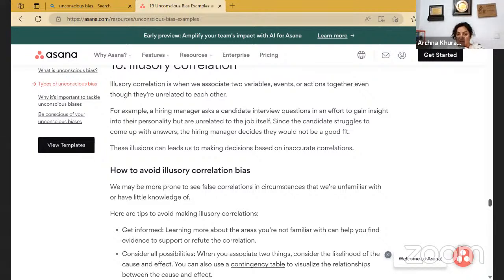So since the candidate struggles to come up with the answers, the hiring manager decides they will not be a good fit, which is basically that आपका कोई लेना देना नहीं है कि वो किस तरीके की बुक पढ़े आपकी जॉब से रिलेटेड. अगर कैंडिडेट ने कहा है my hobby is book reading, somehow he or she is not able to come up with the right kind of a book, name of the book or the story of the book, कि आपने उसको रिजेक्ट कर दिया है. That should not ideally be the right kind of a way of judging somebody's performance, right? Unless it is affecting their job.